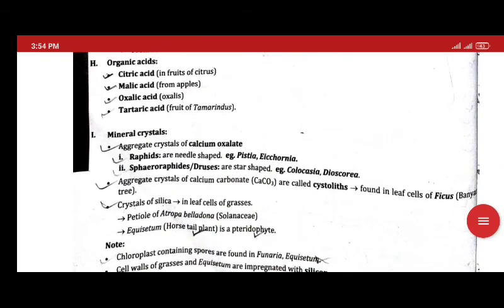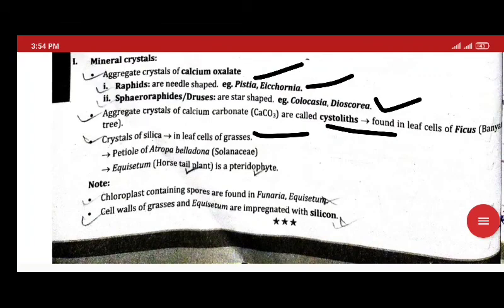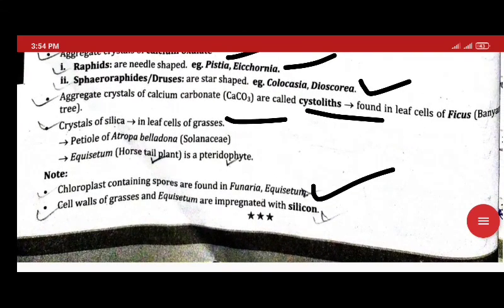Now organic acids: citric, malic, oxalic, tartaric acid. Mineral crystals: calcium carbonate, calcium oxalate. Raphides and sphaeraphides, druses and aggregates, calcium carbonate like cystolith, and crystals of silica in grass. Chloroplast contains spores in Funaria, and Equisetum cell wall and grass contain what? Silicon.